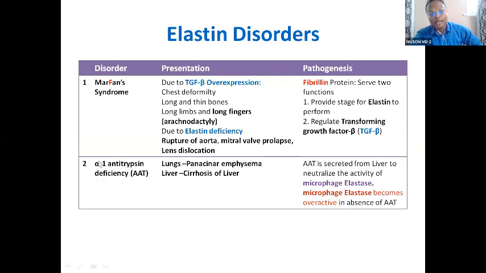When this is deficient, what will happen? The macrophage elastase becomes overactive. There is no check on its activity. Because of this, there will be emphysema of the lungs. This is a very important concept, that is why I have marked it red. It is a very important question. Alpha-1 is taking care of macrophage elastase.